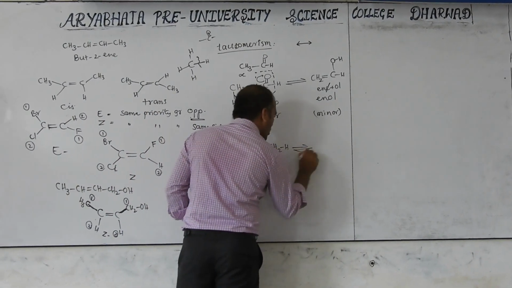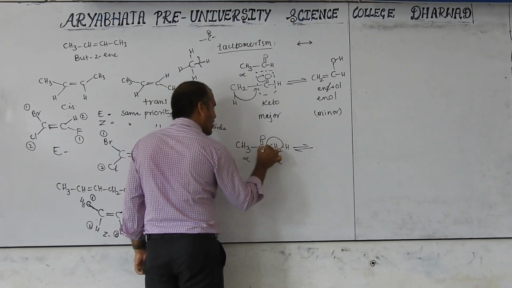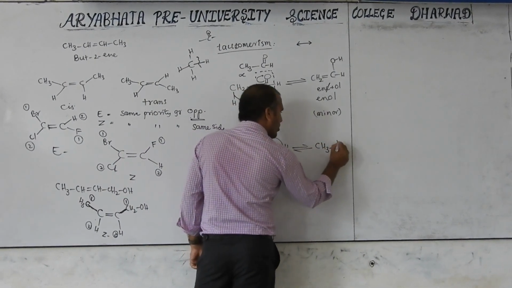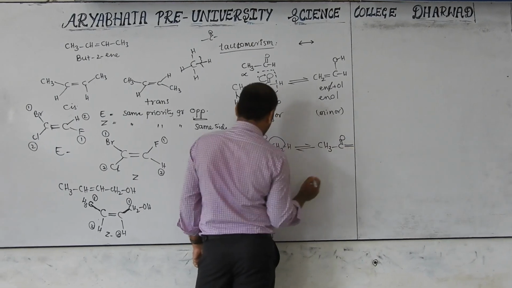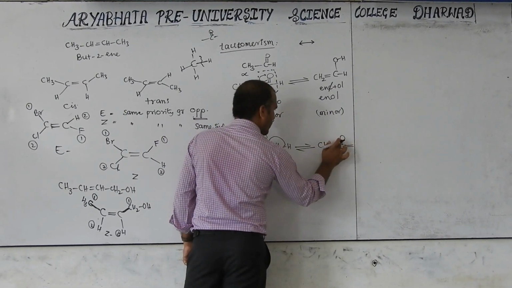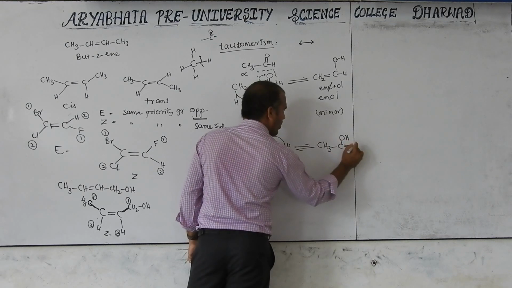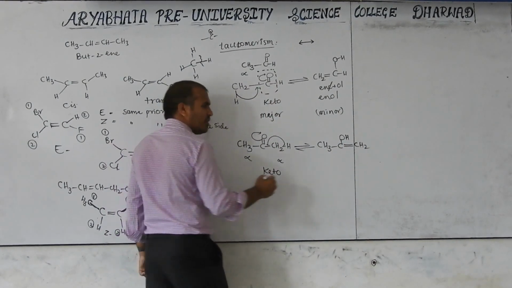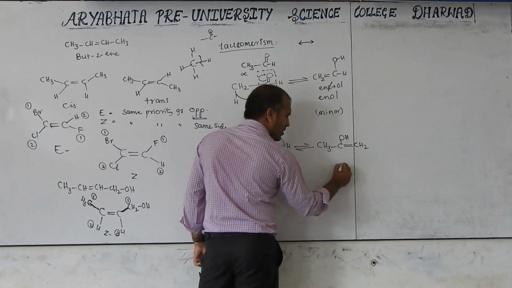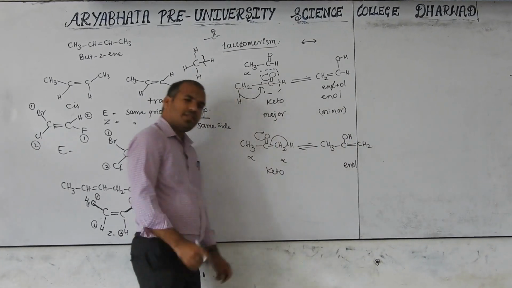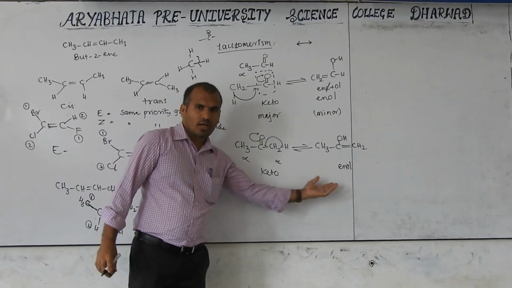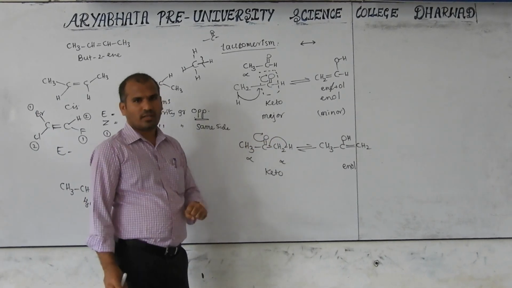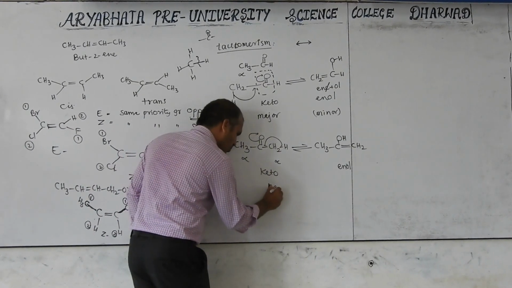Then now keto-enol tautomerism. This will become here. Then we will get here CH3, C double bond O, CH3. Sorry. OH, CH. This is which form? Keto form. This is which one? Double bond and OH is called enol form. Which is major? Enol form major or keto form major? Keto form is a major. When one keto group is present, that is the major.